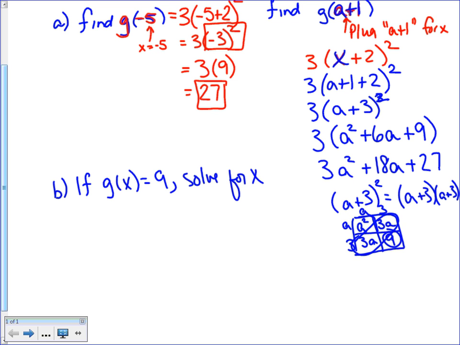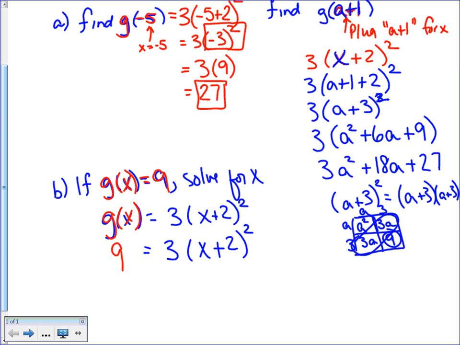Okay, the other problem kind of related to that, remember that g of x as it was defined above is 3 times (x plus 2) squared. In this case, they're saying that g of x is equal to 9. So instead of this whole g of x, and some students think of that like it's a y, you're going to plug in a 9. Everything else about the problem stays exactly the same.